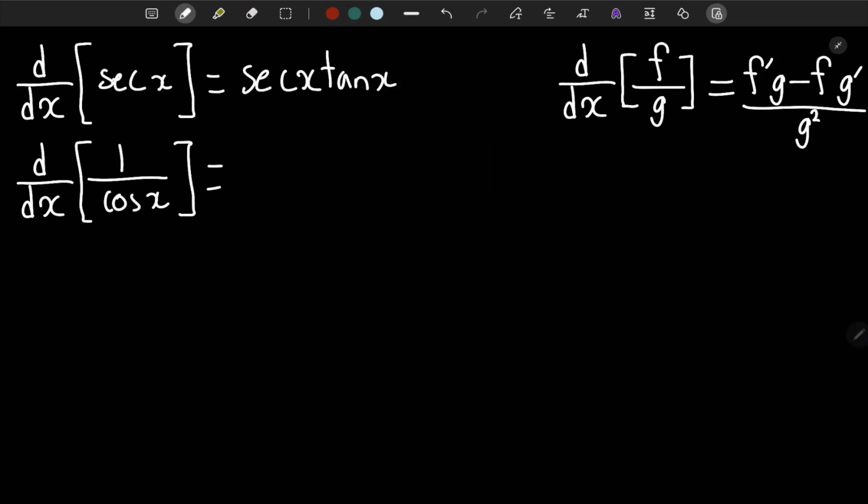So in our next question, we need to prove that the derivative of secant x is equal to secant tan x. So this is a rule that we already know, that the derivative of secant is secant tan x, and we need to prove this. So we know that the secant x is 1 over cosine, and we can use the quotient rule on this fraction over here. So f is 1 and g is cosine x.